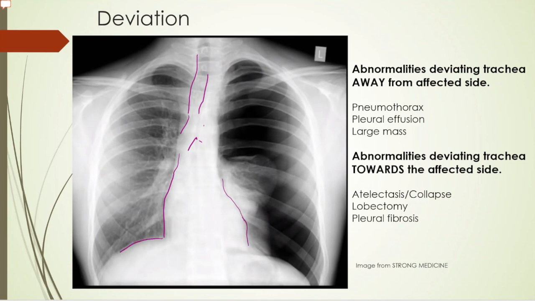D for diaphragms. The diaphragms are here. A little bit of a poor x-ray because it cut off the bottom margins there. And then E for everything else. We look on the left-hand side and you see good lung markings all the way out.